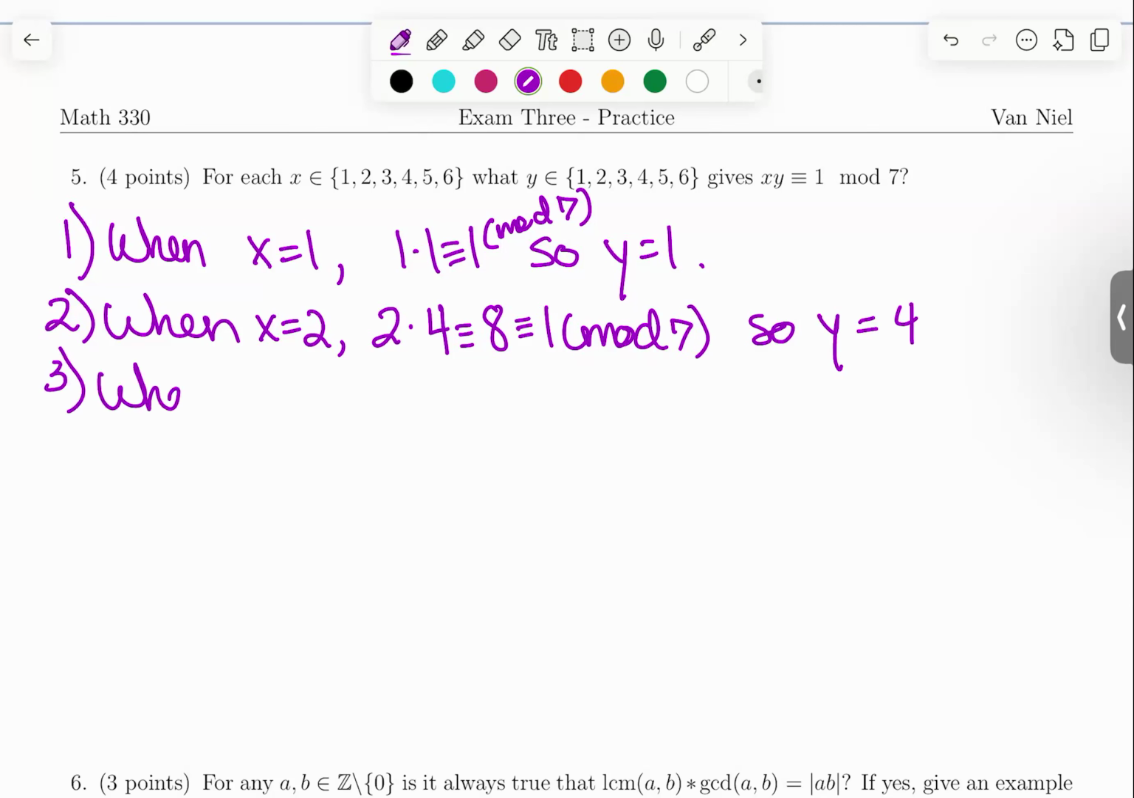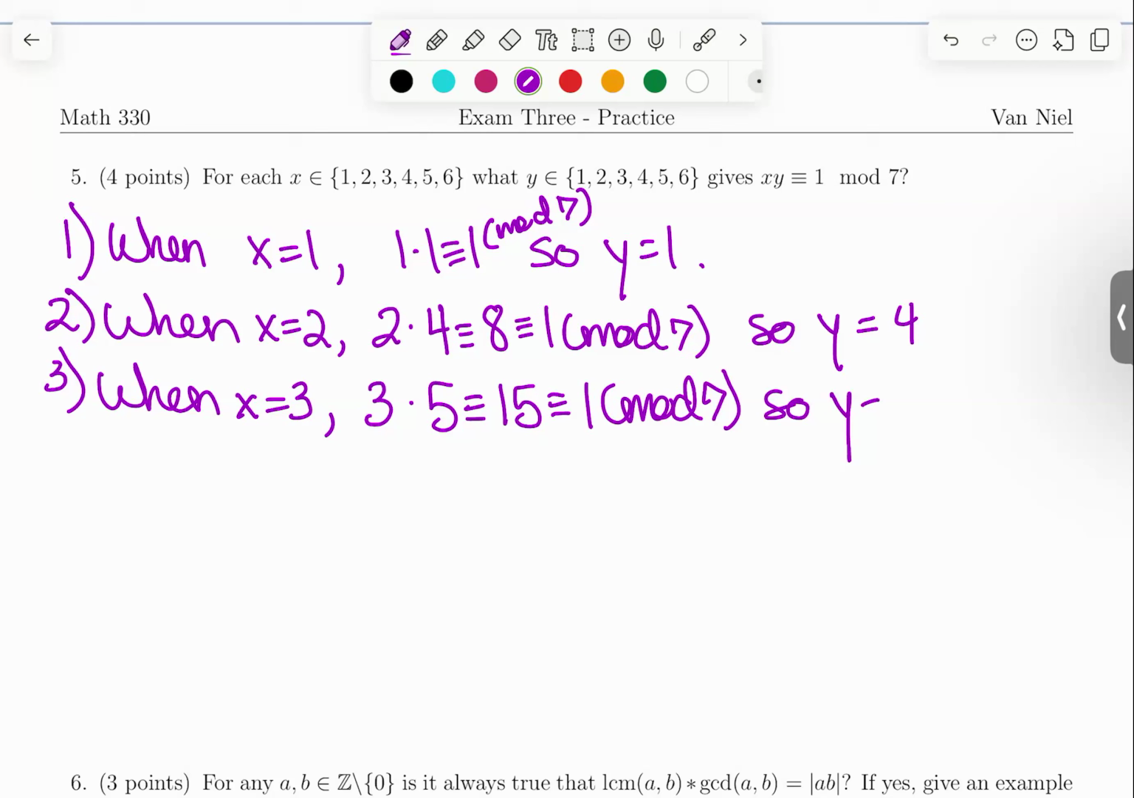3, when x equals 3. And on the exam, I'm going to have it more like fill in the blank, so you don't have to do all this writing out stuff. But 3 times what would give me 1 mod 7? Well, 14 is 0 mod 7, so 15. So we would do this 15, 1 mod 7. So y would equal 5.